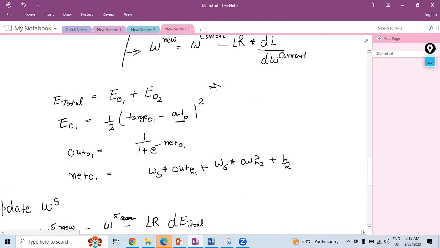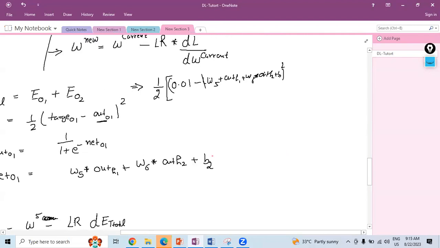So my E total, I'm not putting the W5, I'm just writing the equation, okay? Then we will take the derivative. So my E total will be 1 by 2, then target O1 is my point 0, 1, minus out O1, which is nothing but W5 plus out H1 plus W6 out H2 into out H2 plus B2, then it's square, right?